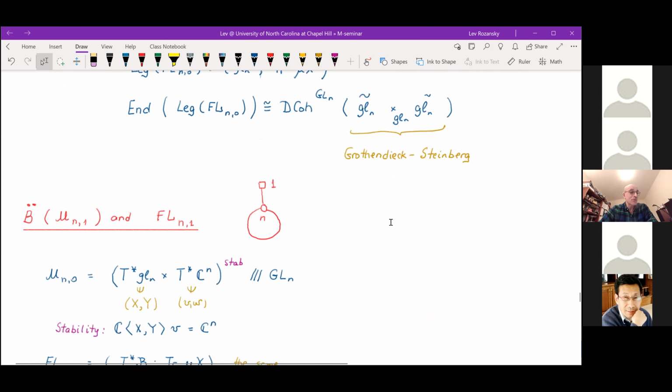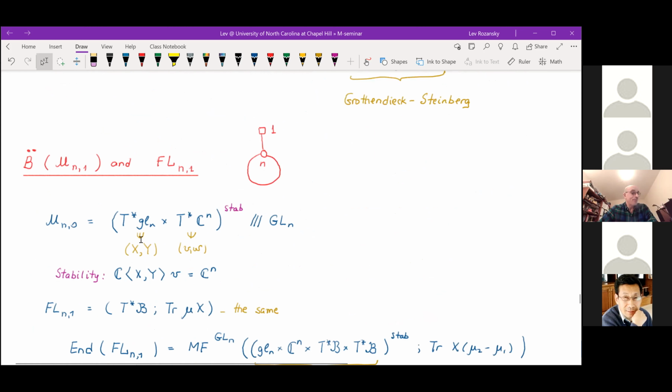Okay, what happens when you bring in framing? The answer is not much. Sorry, I should have said M_{n,1}, the Hilbert scheme. So bringing in framing doesn't change much. You repeat the same story verbatim, just pulling it back to framing and adding stability condition.